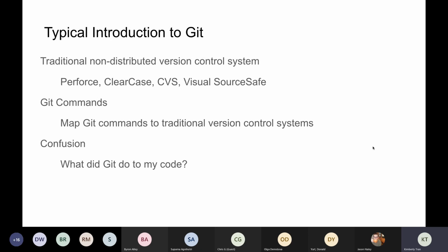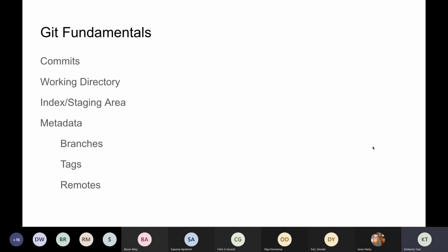Okay, so we're going to start out with the fundamentals of Git. These are the basic elements and the foundation of Git. Git consists of commits, which is the commit graph that we're going to talk about. It's a database for your source code. And then there's the working directory, the index and the staging area, the mysterious index or staging area, which you'll see in the Git documentation. And then what I'm calling metadata, which is branches, tags, and remotes.